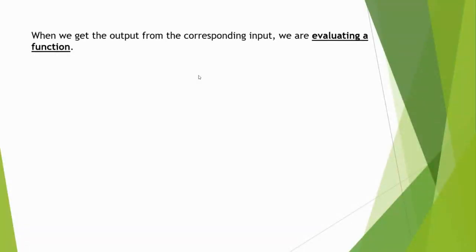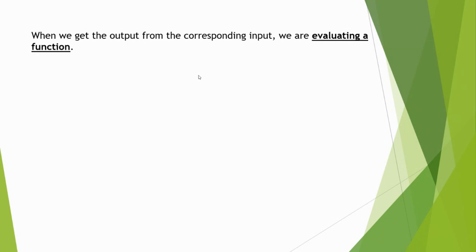When you get an output from an input value, that's what we call evaluating a function. So going back to that first example with the months and days, if you plug January in and got 31, that's evaluating a function. Basically, if you're given the input and you want to find the output.